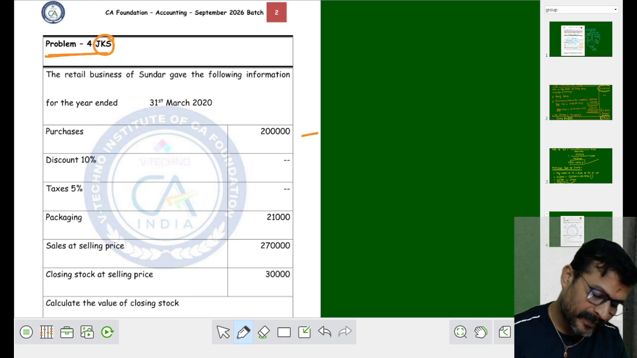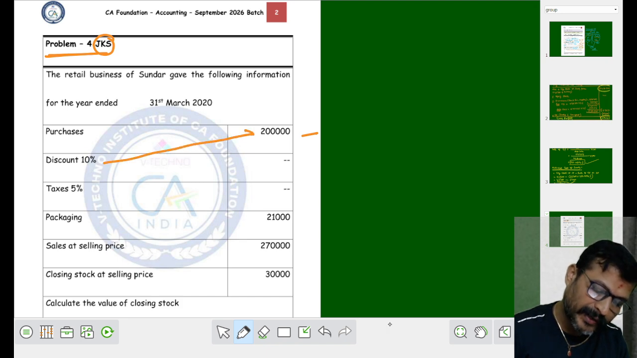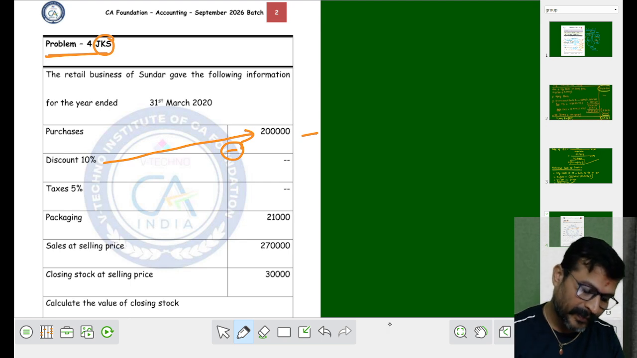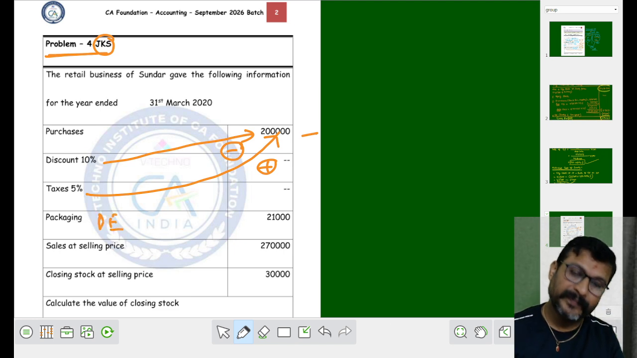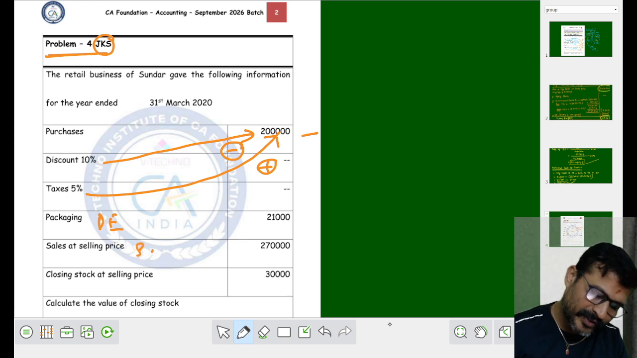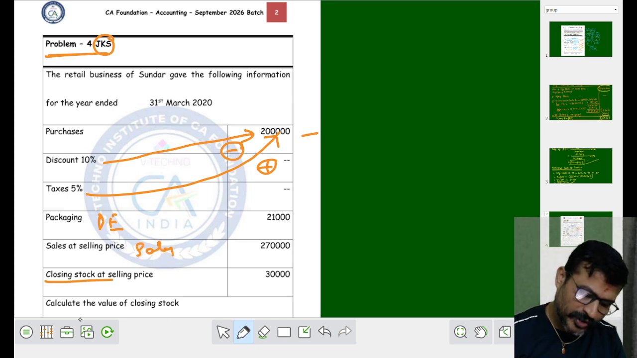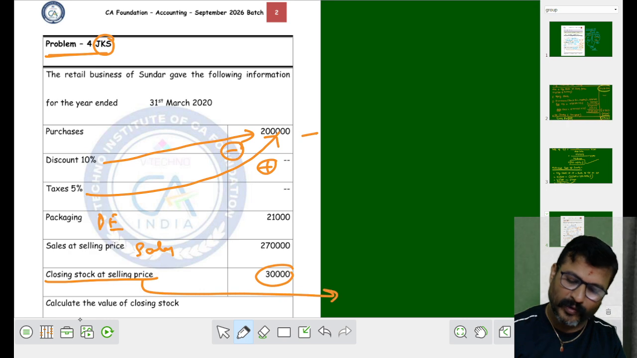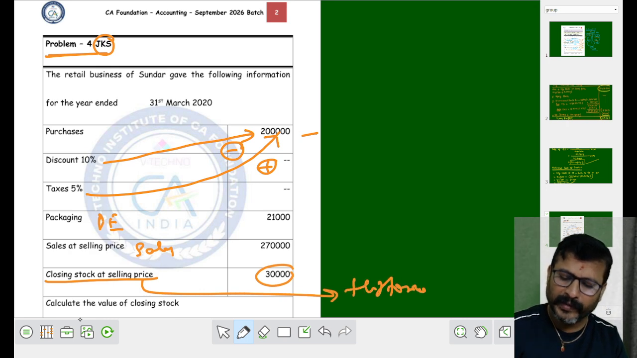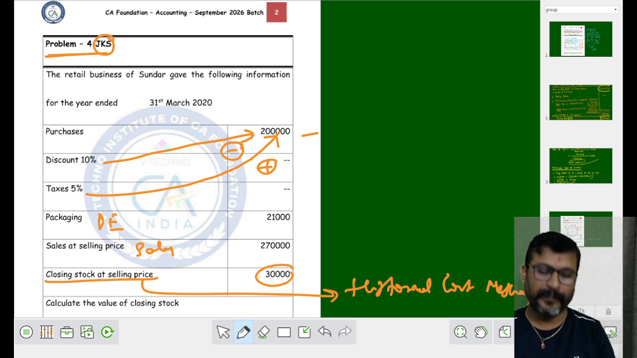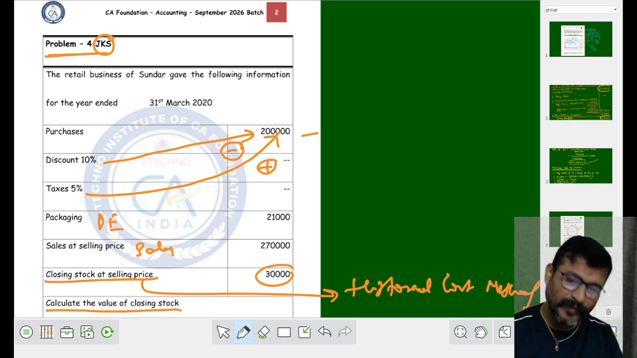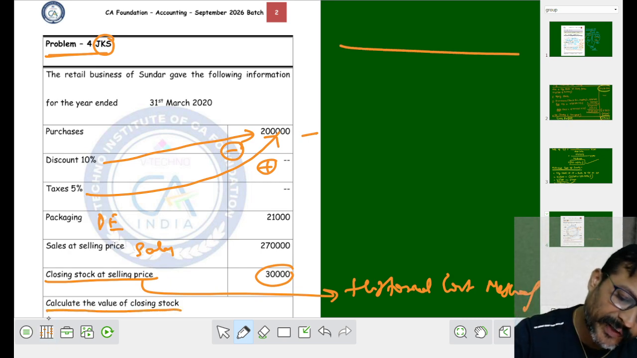Here purchases, trade discount, what do we do? Minus from purchases. Taxes, what do we do with purchases? Add. Then packing is your direct expenses. Then sales at selling price is your sales. Closing stock at selling price is given. When closing stock at selling price is given, we have to use the historical cost method. What we have to do is calculate the value of closing stock. How to calculate? We know very well.